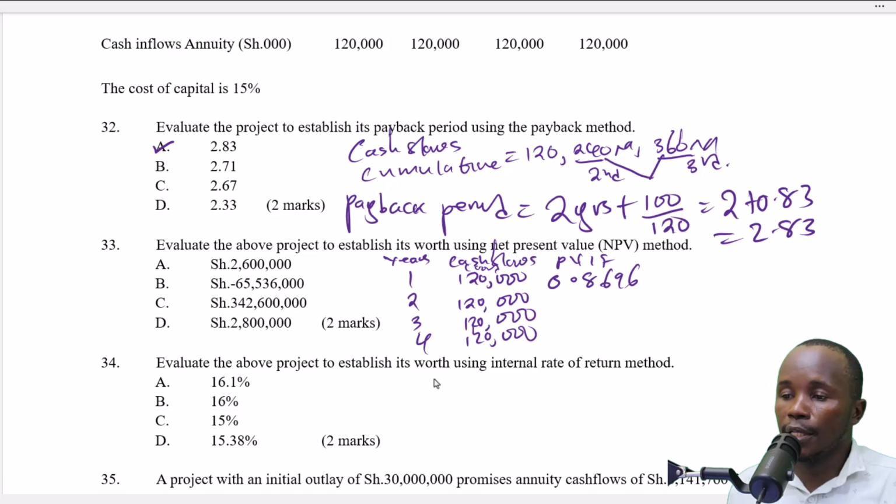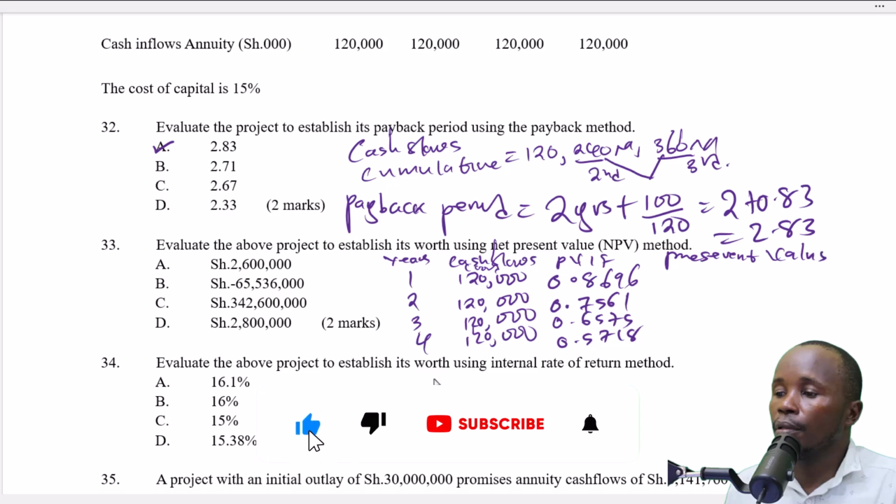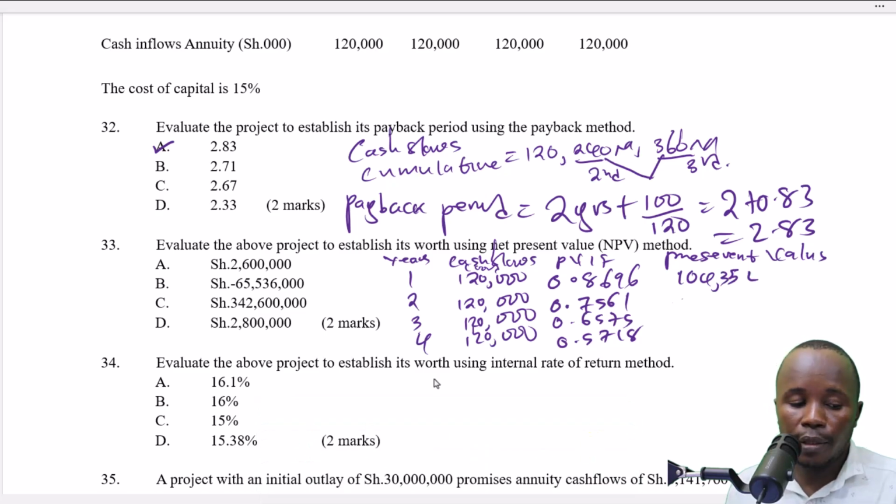That is 0.8696. You do the same with 1.15 squared, which will give you 0.7561. Then this will give you 0.6575, and finally here you have 0.5718. Multiply now, and here we shall have the present values: 104,352,000, then 90,732,000, then 78,900,000, and finally 68,616,000.